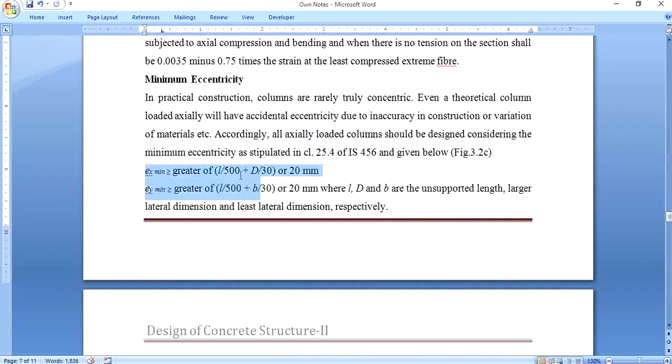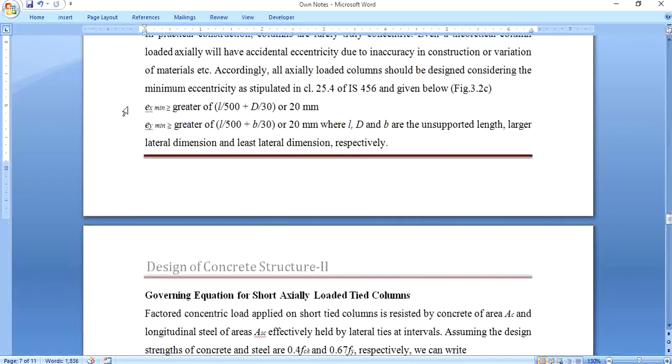Minimum eccentricity is given like this. We have to consider minimum eccentricity to avoid practical mistakes or construction mistakes, or even accidents, since we may accidentally introduce some eccentricity while loading or placing the columns. So to avoid that, we consider the minimum eccentricity and design the column. Minimum eccentricity is the minimum of these two things, and we have to find the eccentricity in the x-axis as well as in the y-axis.